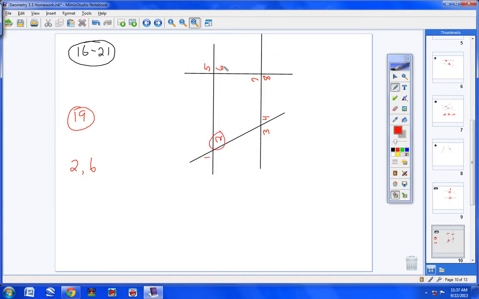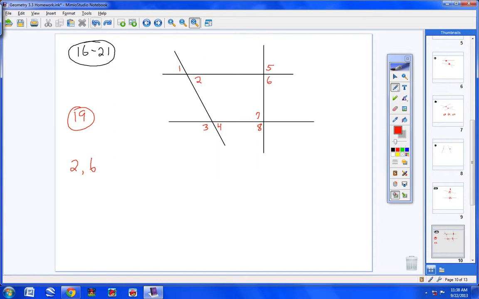Here's angle 2, and here's angle 6. We have this line here and this line here being cut by a transversal. Okay, do you see that? All right. But anyways, here's my transversal. Notice 6 is above the black line, 2 is above the black line, and they're both on the same side of the transversal. So when that happens, students, we call that corresponding angles. They're corresponding angles.